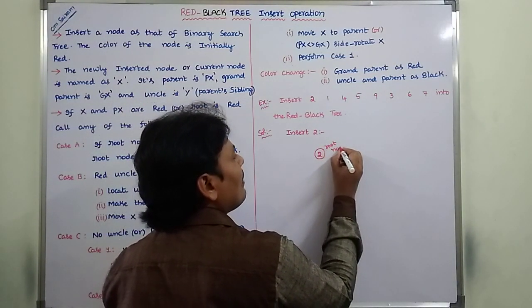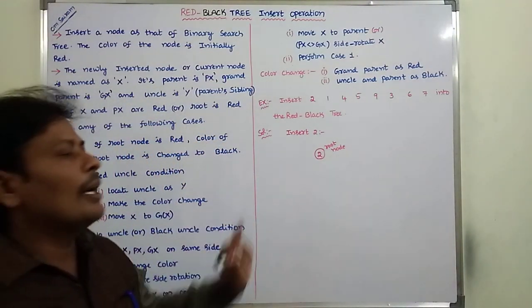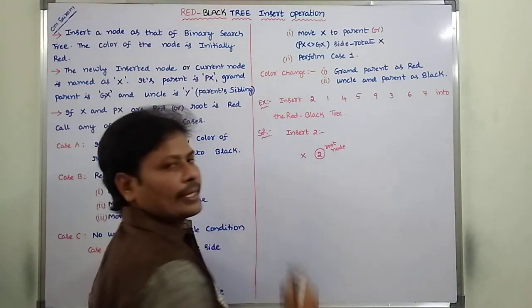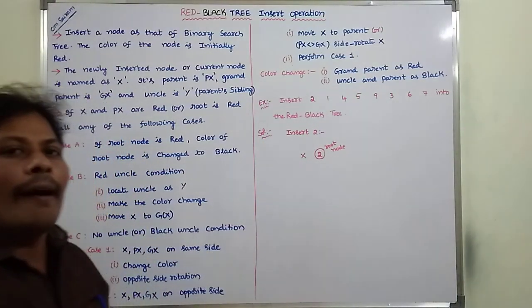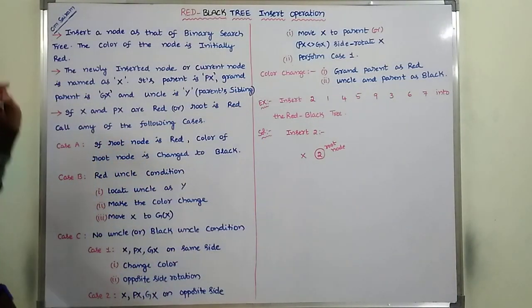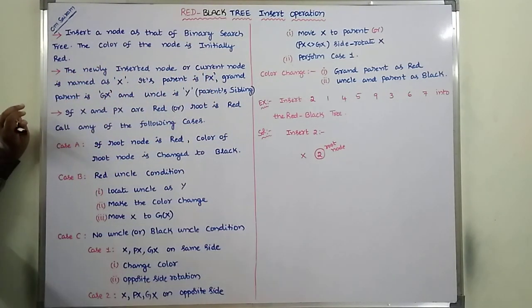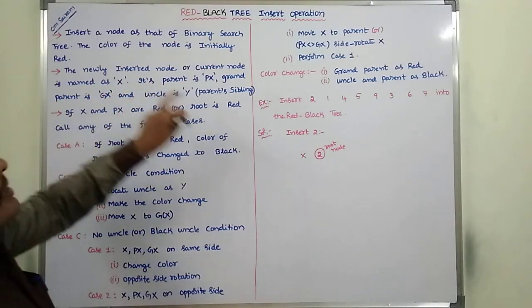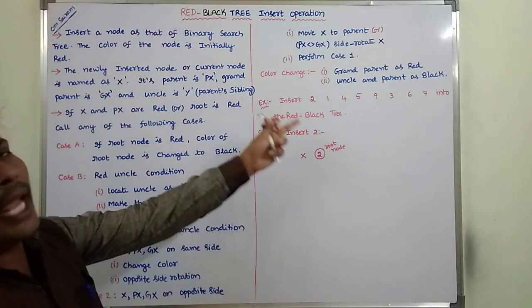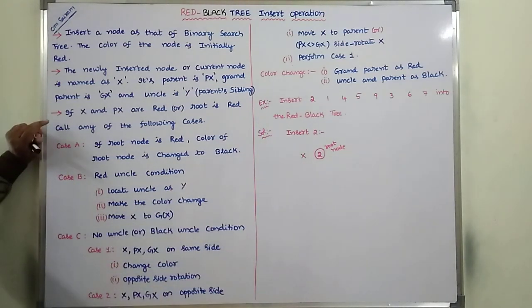Any element that is inserted into the red black tree is a red node and it is denoted by X. Next one. So is this a red black tree or not? Now we go to this step. The newly inserted node or current node is named X. It does not have any parent. It does not have any grandparent. It does not have any uncle. Next, go to this step.